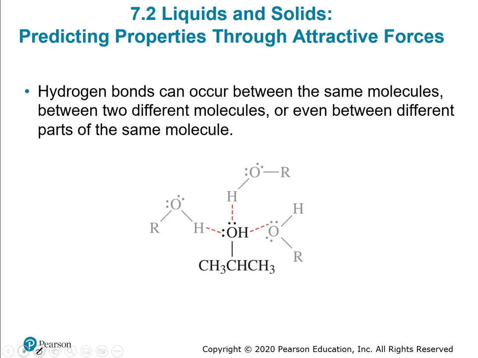This is really the strongest attraction among the non-covalent attractions. Here, this shows hydrogen bonding. See this alcohol group here, the OH? We can have hydrogen bonding of different groups on this one alcohol. So I have 4 molecules and 3 hydrogen bonds, and that really begins to take a bigger effect.